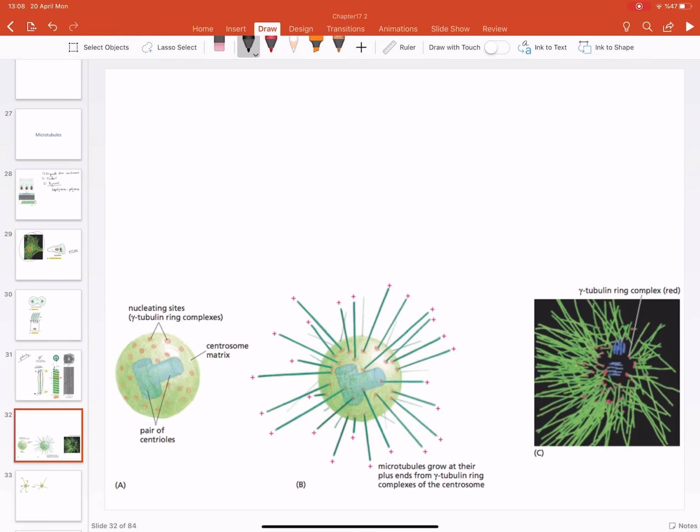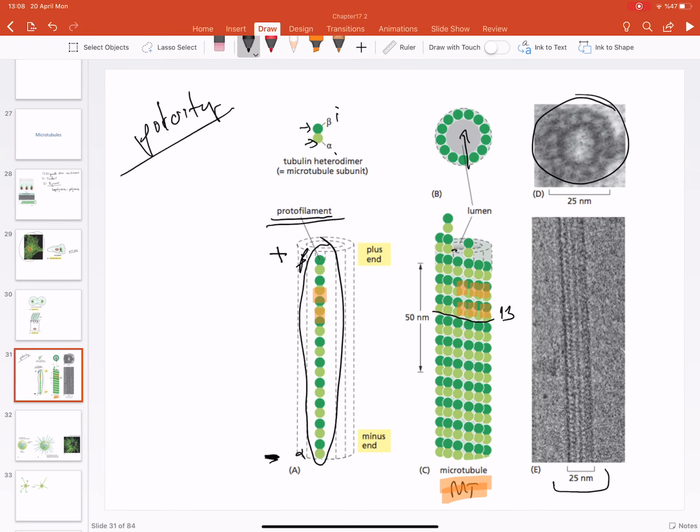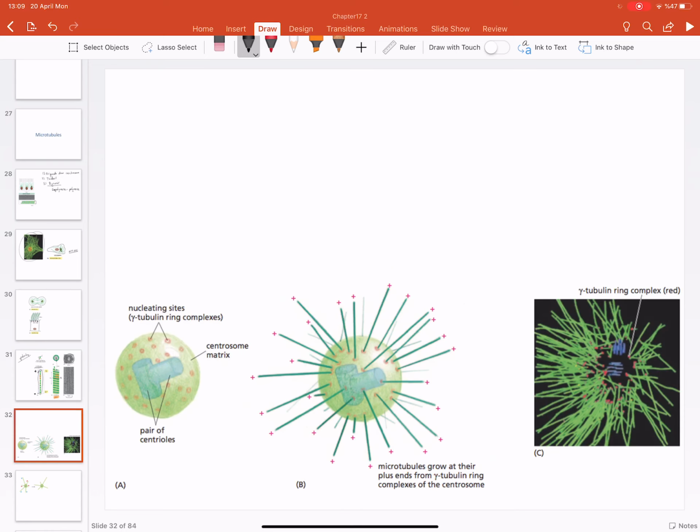Okay, well, this minus end grows slowly, and this plus end grows fast if you do an experiment in vitro. In vivo, it doesn't even happen that way because the minus end is not free. The minus end is attached to the microtubule organizing center, which is also called by the old name, centrosome.